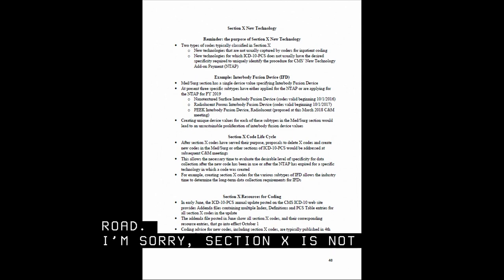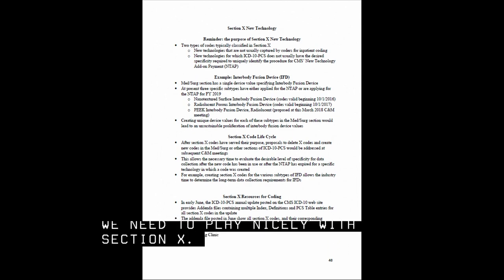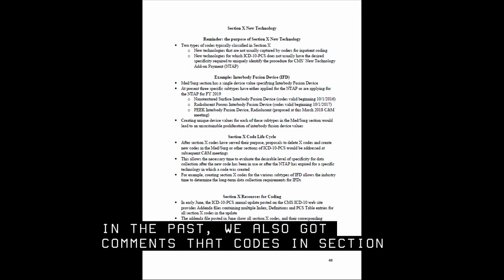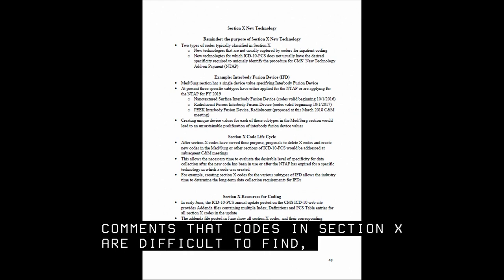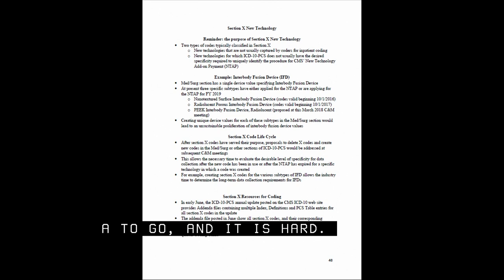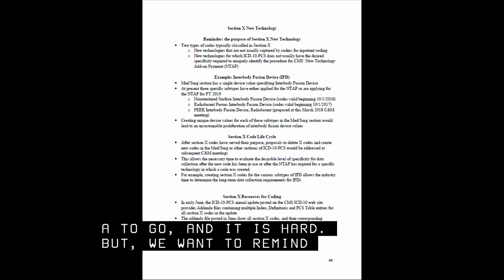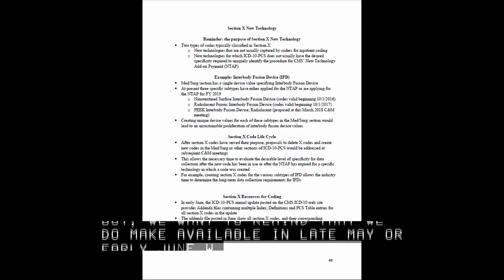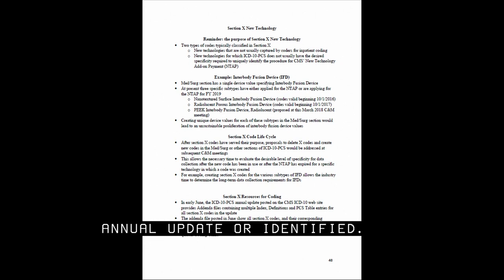So in the past, we also got comments that codes in Section X are difficult to find, coders don't know where to go to find them, and it's hard. But we want to remind that we do make available in either late May or early June what we call the annual update or addenda files. So there's index entries, definitions, PCS table entries for all the Section X codes in addition to all the other ones in the MedSearch section. And those codes do go into effect every October, just like the regular codes.